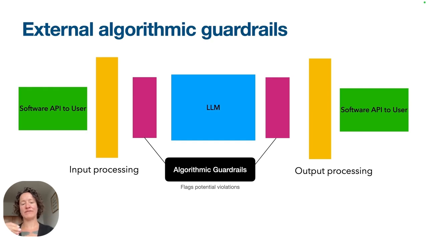And I want to flag those things. These are all things you could train yourself. These algorithmic guardrails, they don't have to be large. They could also be much smaller. But it does require you to have machine learning people and machine learning infrastructure to train your own.